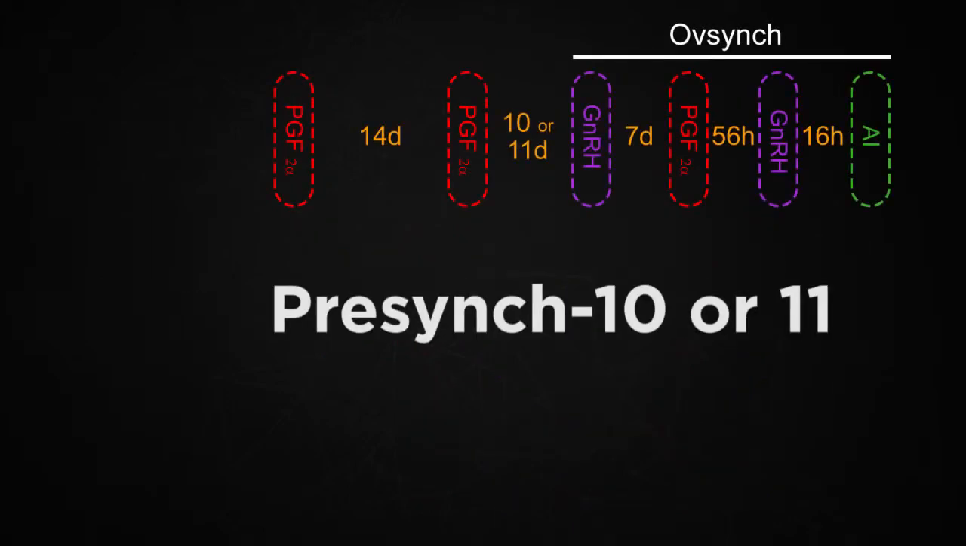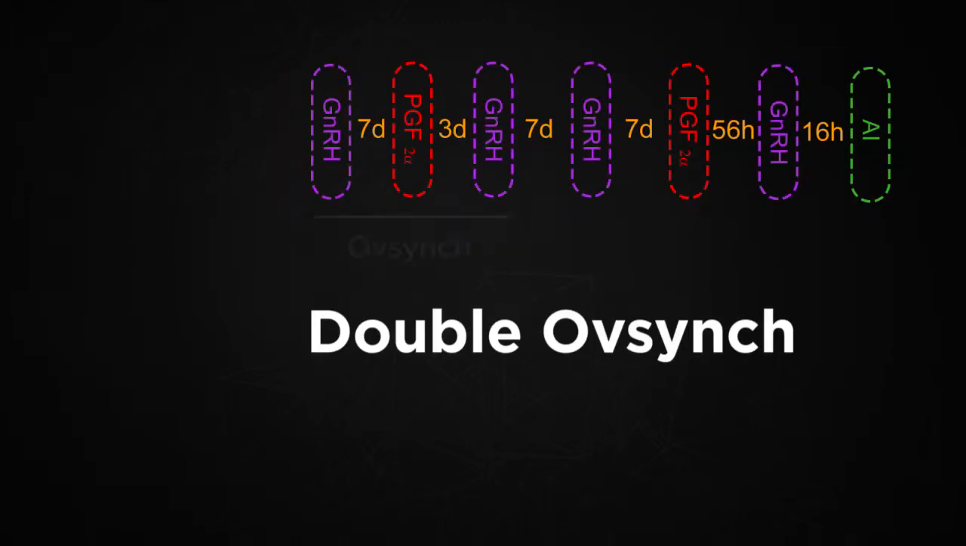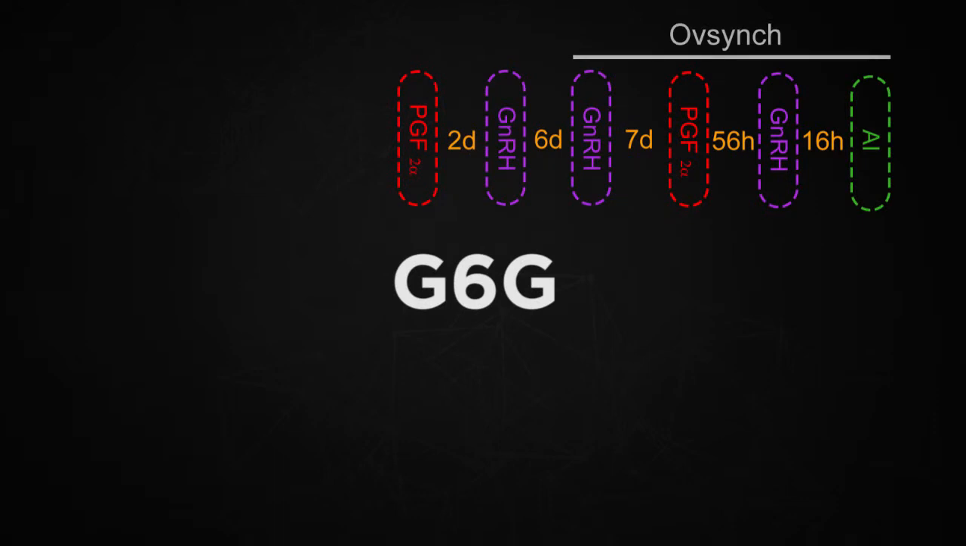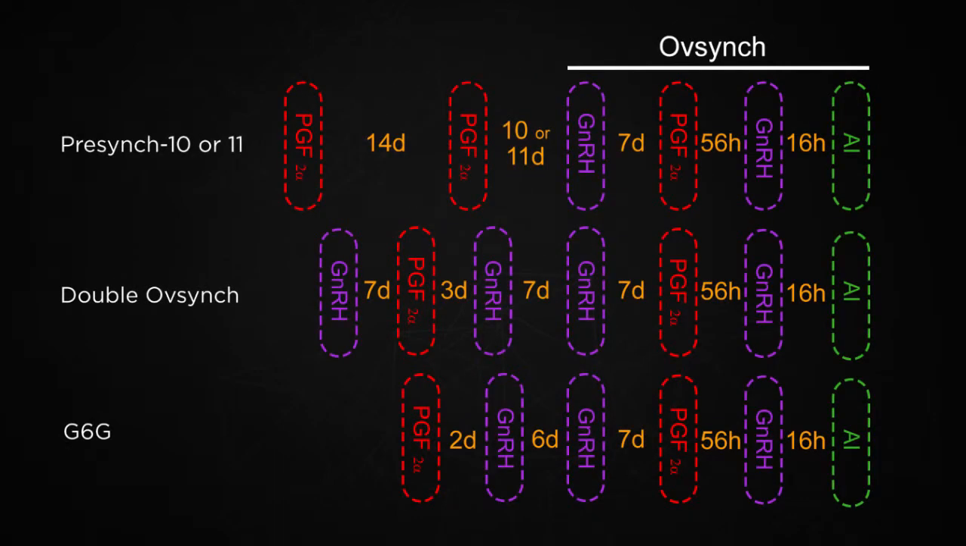Presync 10 or Presync 11, both work about the same way except injections are given on a different day. Double OvSync, and the third one is G6G. All three programs utilize OvSync, but the three programs are different due to the presynchrony differences in each of the programs. Presync 11 has two injections of prostaglandin F2 alpha administered 14 days apart and either 10 or 11 days from the second injection to the start of OvSync.